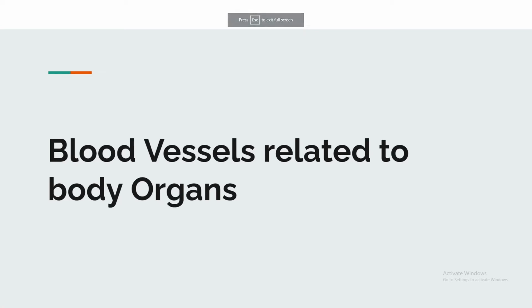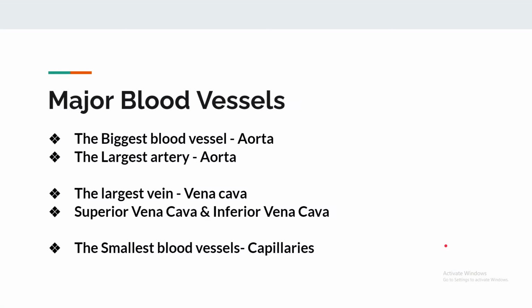Hello viewers, let us learn the important blood vessels, their functions and the related body organs. The major blood vessels are: the biggest blood vessel is aorta, the largest artery is aorta, the largest vein is vena cava. Superior vena cava and inferior vena cava come under vena cava. The smallest blood vessels are the capillaries.